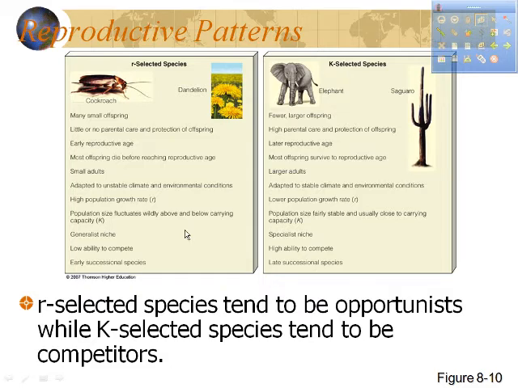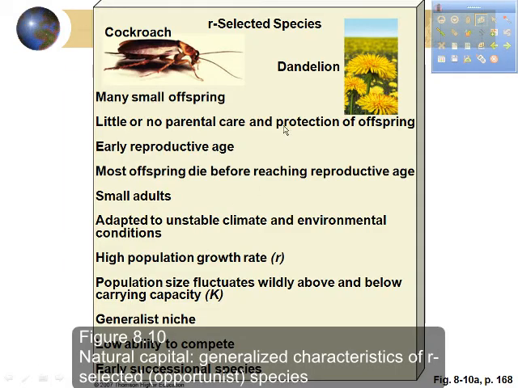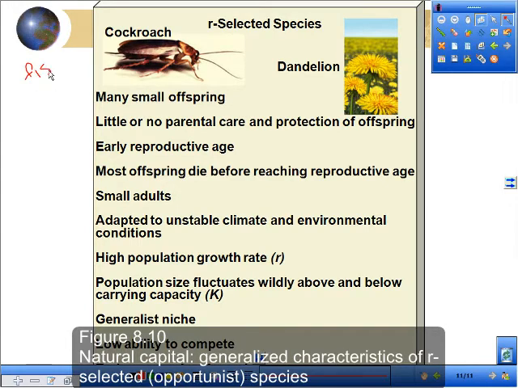Looking at that in a little more depth, as I said, the opportunists are the R-selected, the K-selected are the competitors. So let's look at each one individually. If we look at an R-selected species, a couple examples: a cockroach, a dandelion. You can go further, you can say a fish, any number of invertebrates, bacteria, all of those. Lots of offspring. They don't put a lot of time into parental care or protection. They reproduce when they're young.